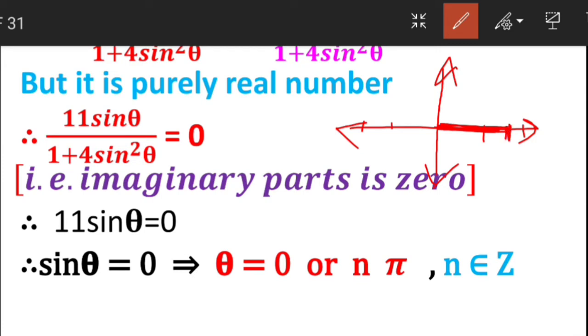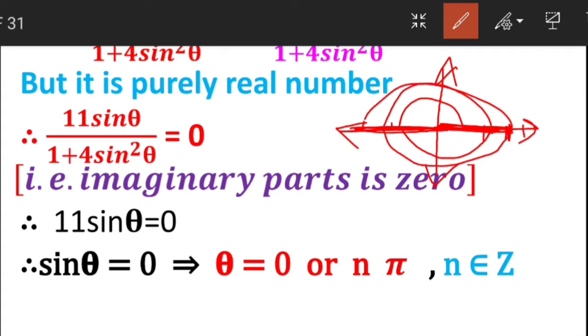Angle lies on the x-axis means sine 0 degree is 0, sine 180 is 0. See, if it rotates in the anticlockwise direction, it is 180 degree, then it becomes 0. Again in the anticlockwise direction it is 360, meaning the sine values on the x-axis are always 0. And what are the angles on the x-axis? 0 degree, 180 degree, 360 degree, or minus 180 degree if it rotates in the clockwise direction. So it is an integral multiple of pi or 0 degree.